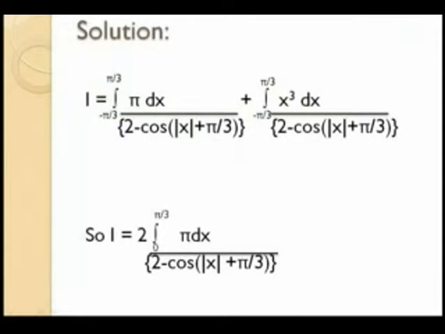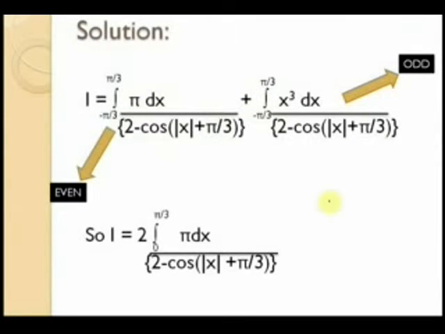So in the first step, what we do is we break the numerator into two parts. So let us say that I is equal to integral of pi divided by (2 minus cos of modulus of x) from minus pi by 3 to pi by 3, plus integral of 4x cube divided by (2 minus cos of mod x) from minus pi by 3 to pi by 3. Now what do we observe here? We observe here that this function is odd and this function is even.